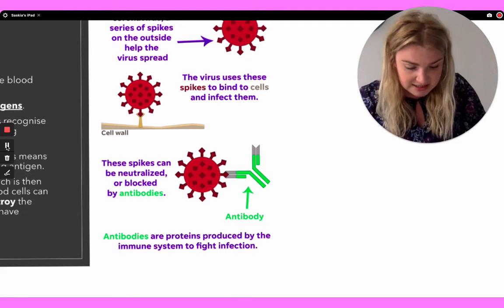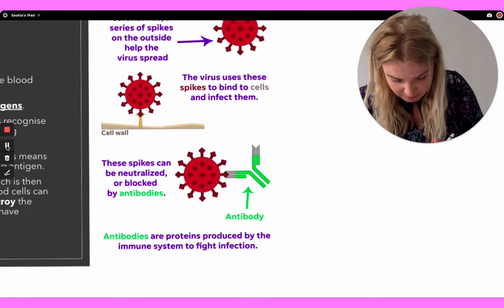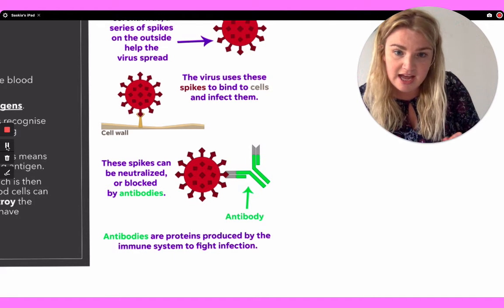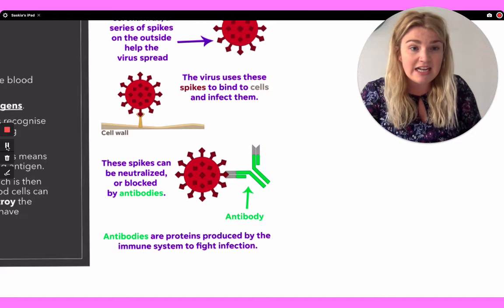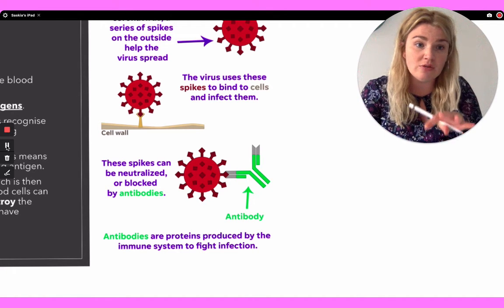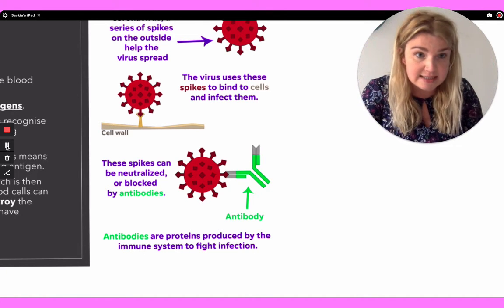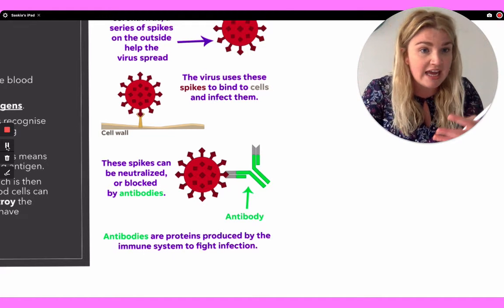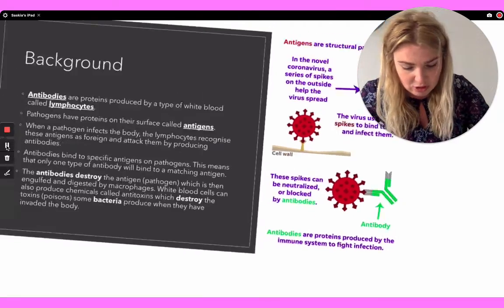What an antibody does is it binds to them antigen spikes, so it stops it working. Antibodies are specific, so an antibody is specific to a certain antigen, which means it's specific to a certain disease. So you have antibodies for every disease, or you gain antibodies for every disease that might end up in your body.